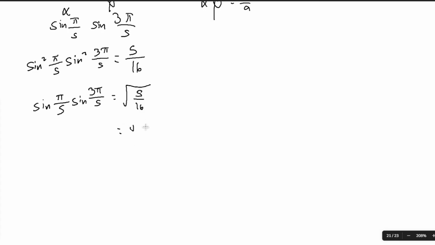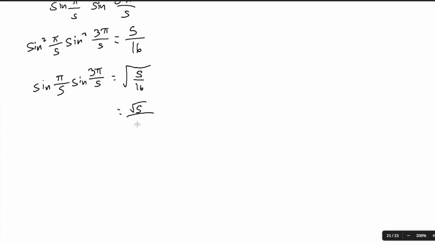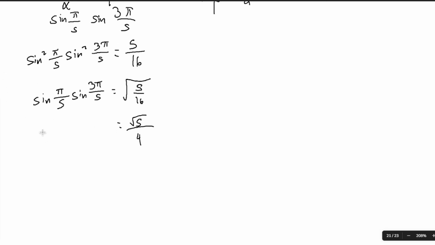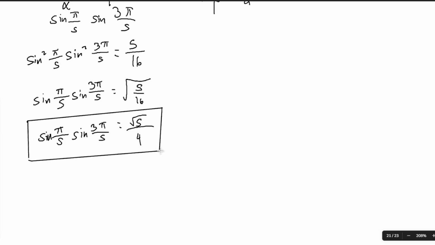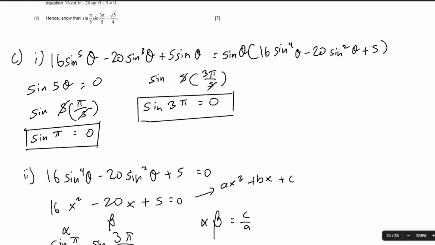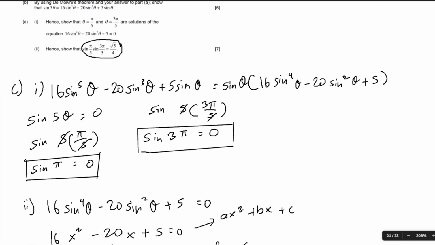Okay, there you go. Which is also root of 5 over root of 16, because the root of 16 is 4, and the root of 5 is root of 5. So that's how we get sine pi over 5 times sine 3 pi over 5. And as we go up, that is the question. Remember that whenever it says show, that means you're trying to get this equation here.